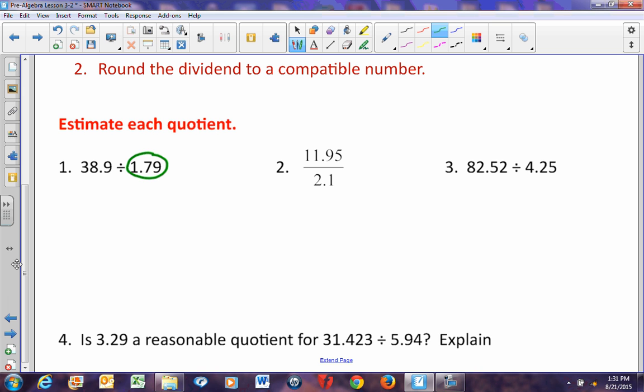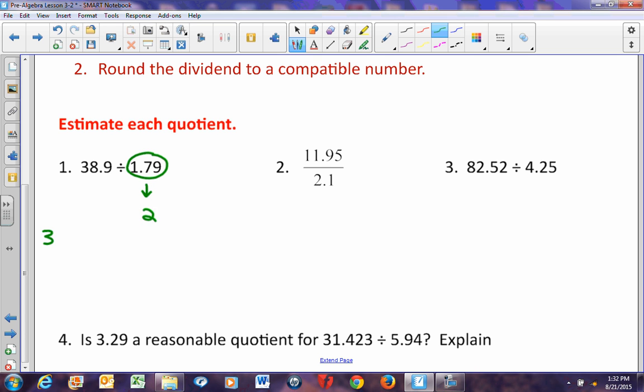Now we want to round this to something that's easy to divide by. So I'm not going to look here and say round this to 1.8. I want to round to something that's easy to divide by. So I'm going to round this to 2. Now I need to find a number that's close to 38.9 that's compatible with 2. And there are 2 numbers. You can look at this and say 38.9 rounds to 38, and it also rounds to 40. Right? And it really doesn't matter which one you choose. Both of them would be fairly reasonable.